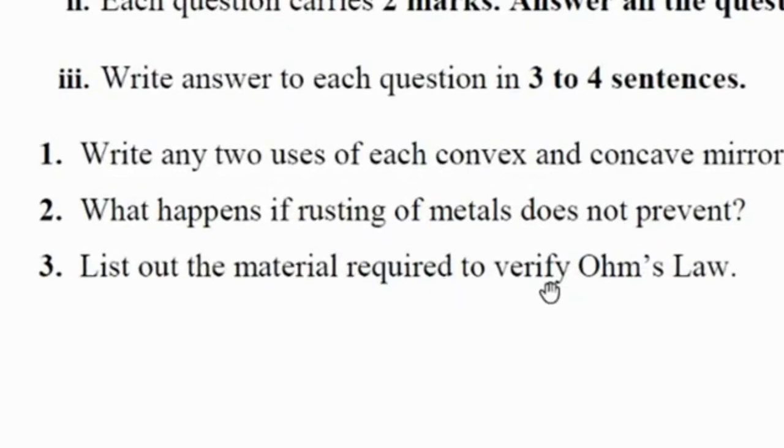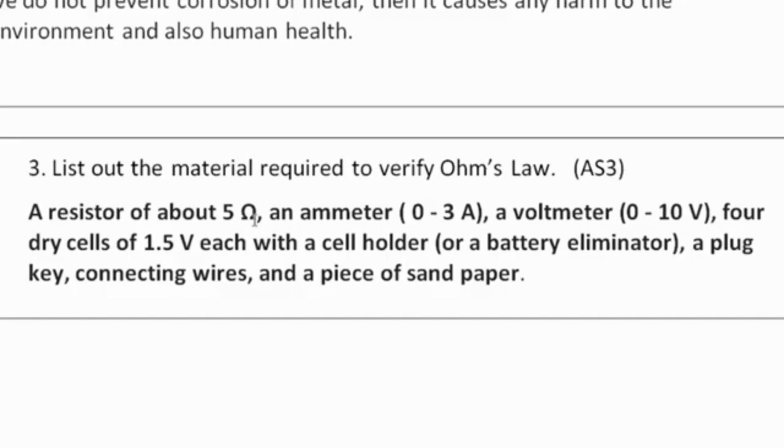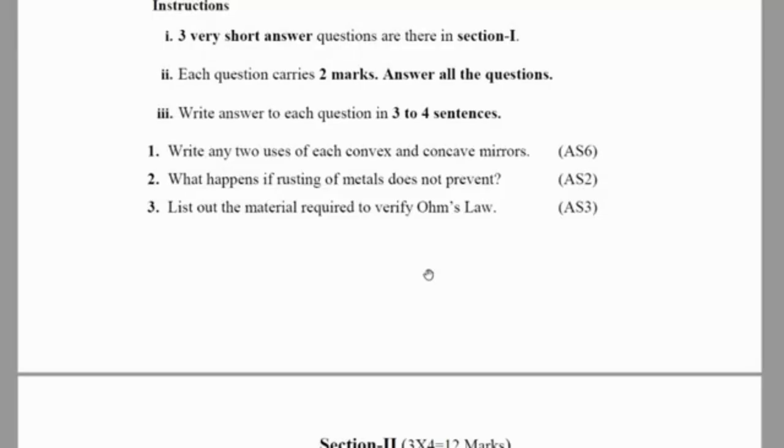List out the materials required to verify Ohm's law. So we require a resistor of about 5 ohms, an ammeter 0 to 3 amperes, a voltmeter 0 to 10 volts, 4 dry cells of each 1.5 volt and a cell holder, a plug key, connecting wire and a piece of sandpaper. These are all the materials required to verify Ohm's law.